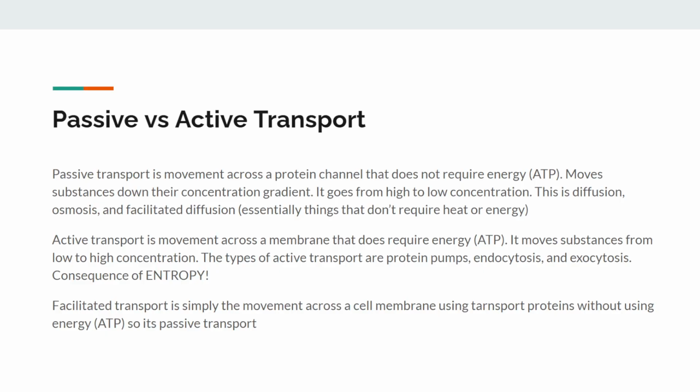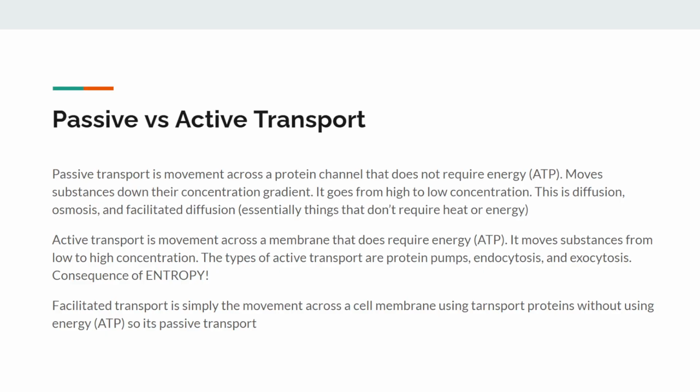Like, think of spending money at a grocery store. Your money is not going to sit there. It's going to want to spread. So that's diffusion. And that's basically the basis of entropy, which is actually really important in active transport.